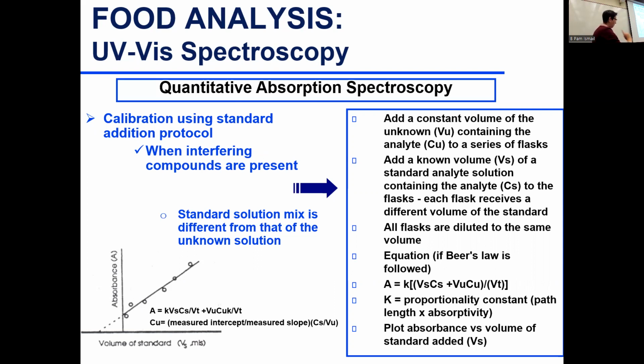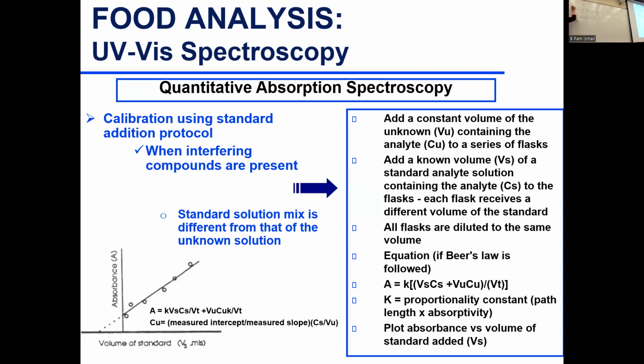So I'm going to draw that for you. You get your sample flasks, and you put, let's say, 6 flasks. I'm just going to draw, for simplicity, 4. Okay, 4 flasks. The concentration of the compound of interest is unknown to you, so you are looking for the concentration of the unknown. You dilute the sample and you put a volume of the unknown that is the same in all flasks. 5 ml, 10 ml, whatever it is.